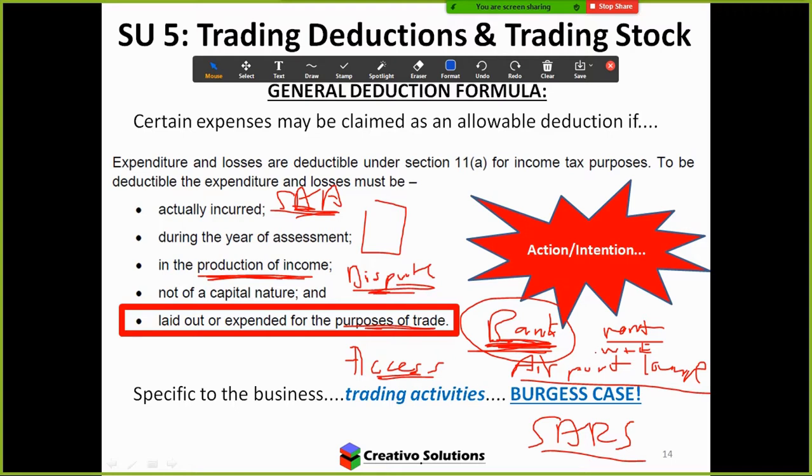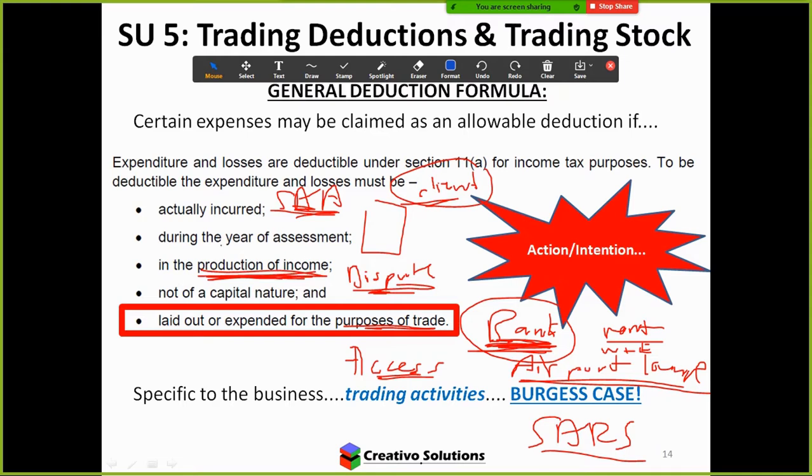SARS might say no, banks shouldn't have airport lounges, but then the bank could say, well, the airport lounge is part of the benefits of having a specific account with the client. And if we didn't have those benefits, the client would go to a different bank. Does that make sense? Yes. Yeah, so it's laid out or expended for the purposes of a trade. It wasn't in the production of income.